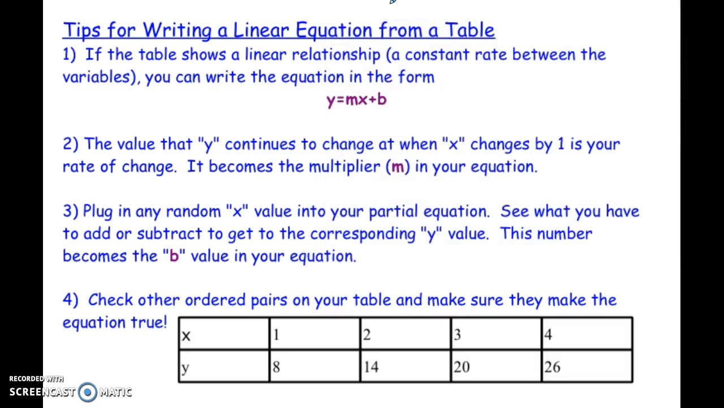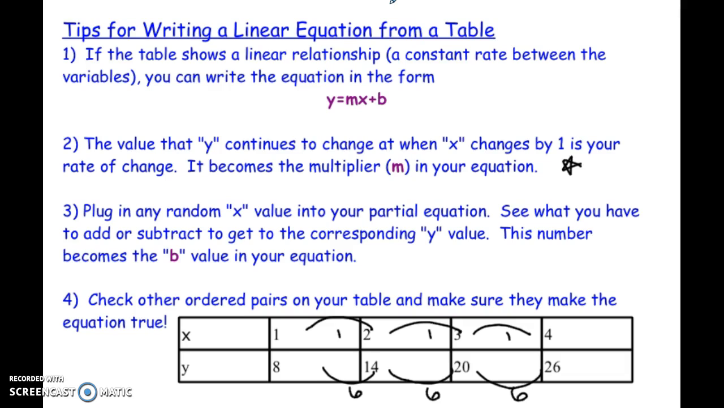You want to look between the variables. From 8 to 14, it's increasing by 6. From 14 to 20, it's increasing by 6. From 20 to 26, it's increasing by 6. And all of these are happening while x is increasing by 1. Notice the step says that the value that y continues to change at when x changes by 1 is your rate of change. That becomes the multiplier in your equation.